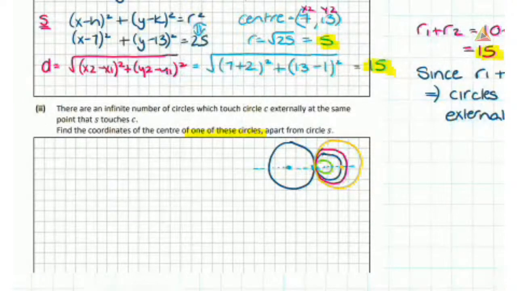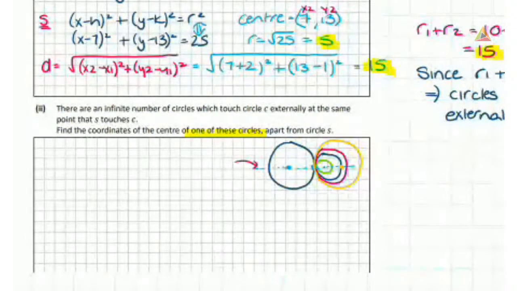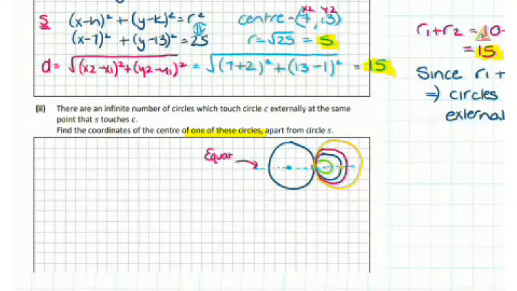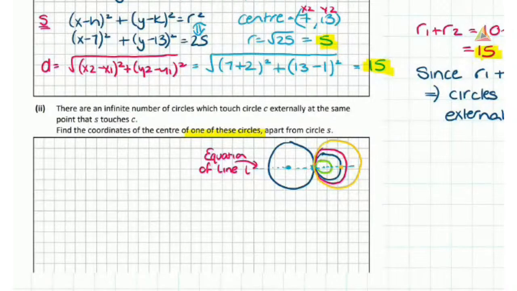Okay, so our job is to find the equation of this line here. So if we can find the equation of that line, let's call it L, and then we should be able to pick a point on that line, and that will be the centre of one of those circles. And again, I can pick any point on that line. Okay, so for the equation of a line, we need two things. Number one, we need a slope, and number two, we need a point.